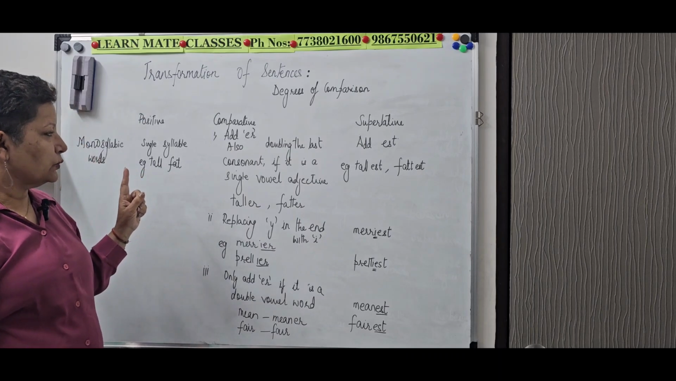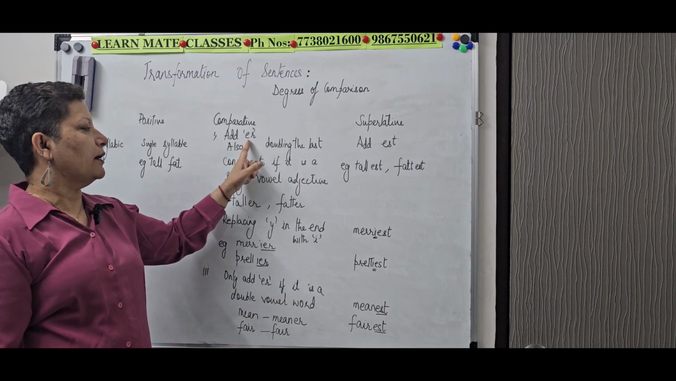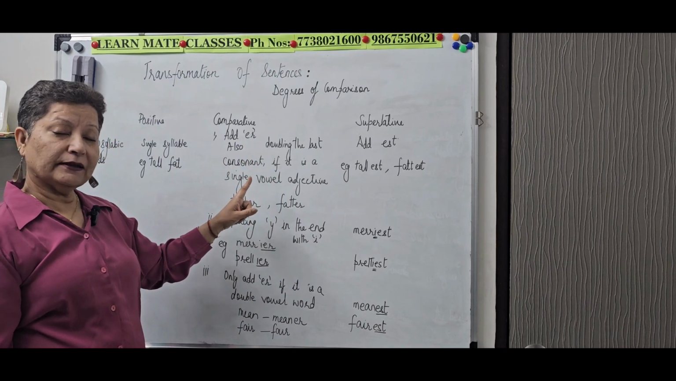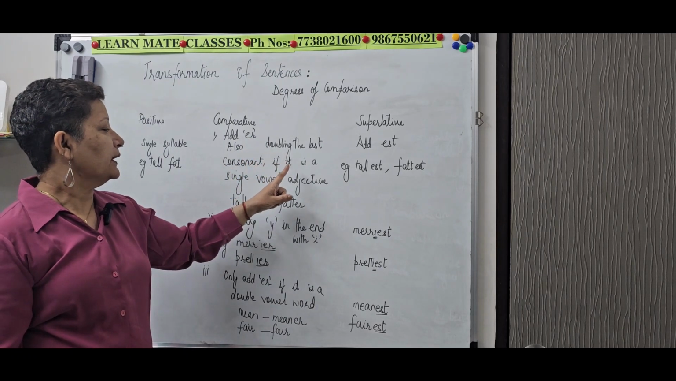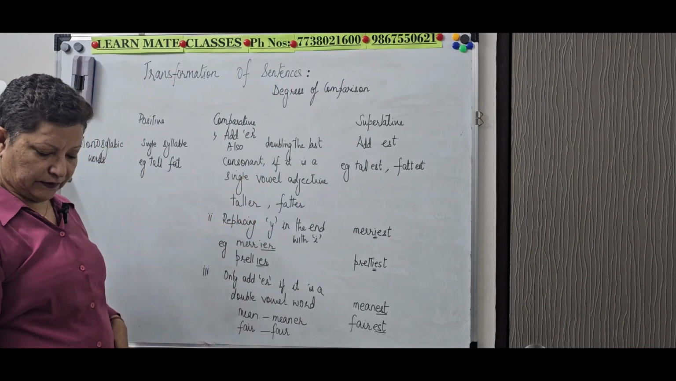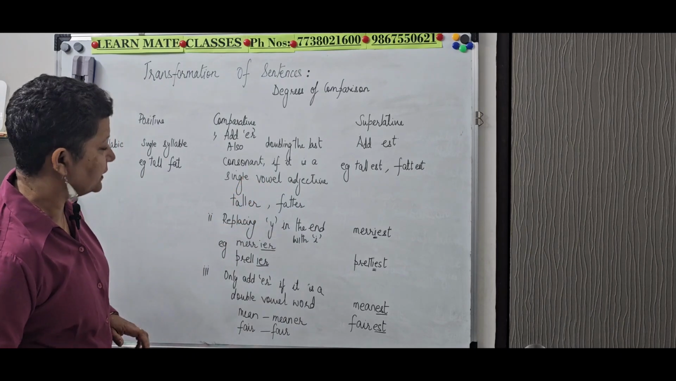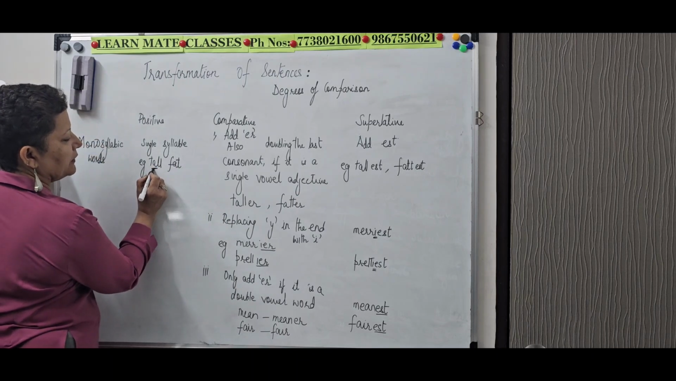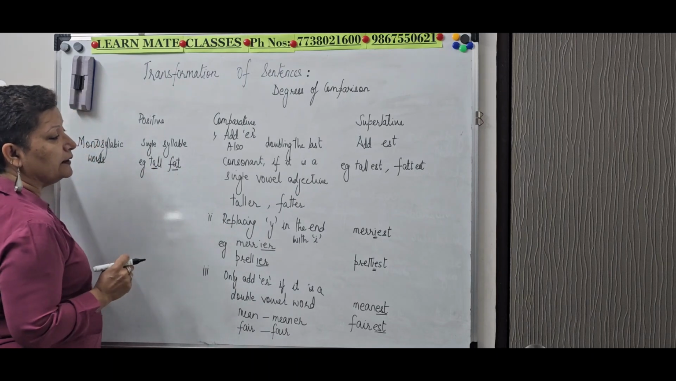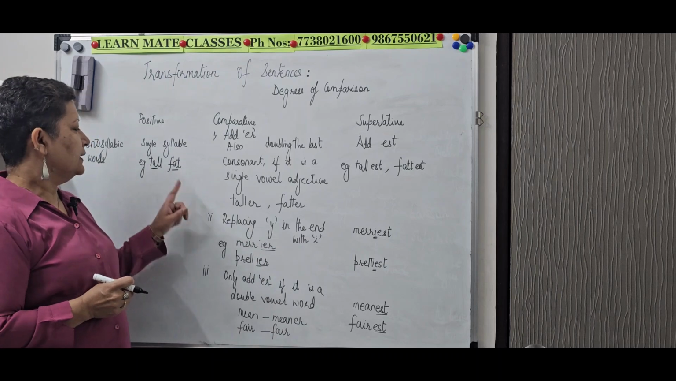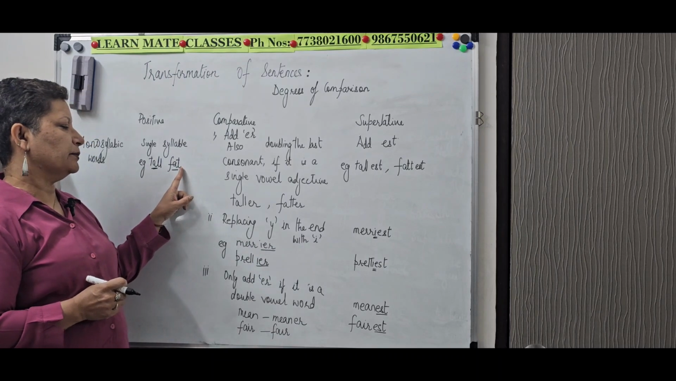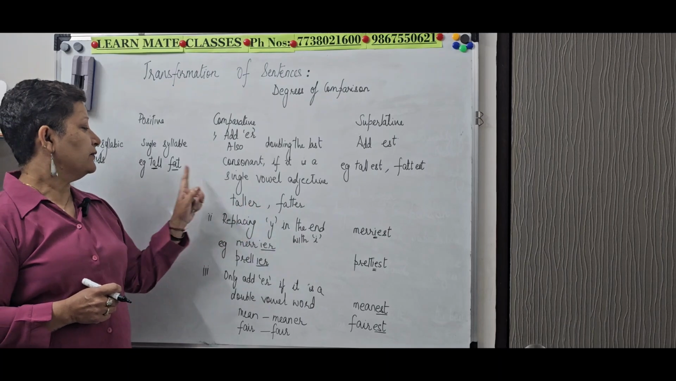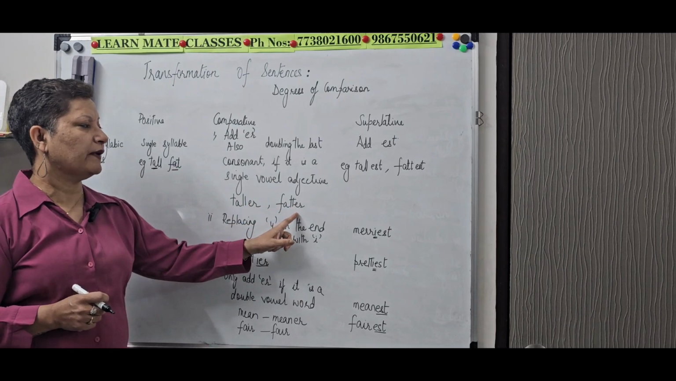You are going to use this rule: you add ER, and there's another condition to it. If it is a single vowel adjective. Now here, how many vowels are here? There's only one vowel, A. So if there's a single vowel, the last consonant is doubled. So tall, as it is, has 2 vowels, it becomes taller. Fat has a single vowel, it becomes fatter.